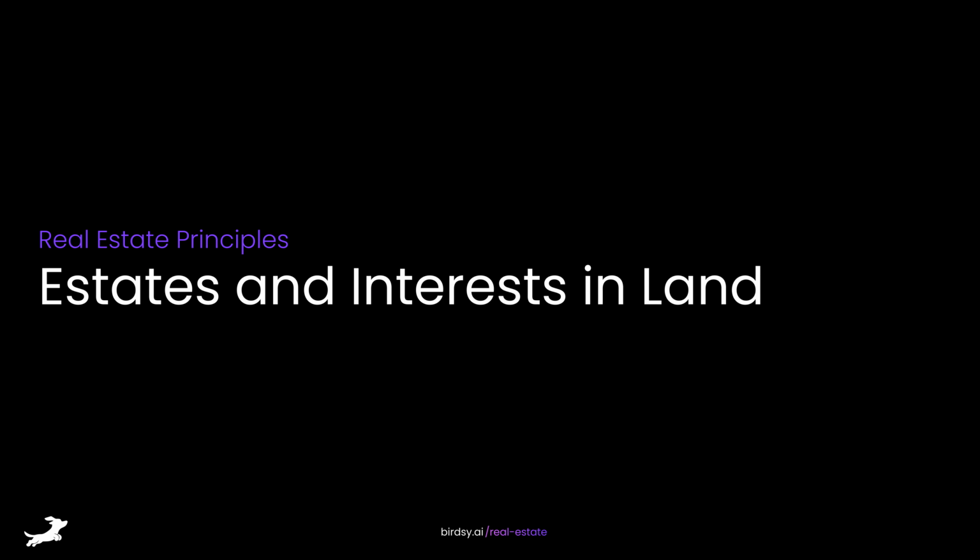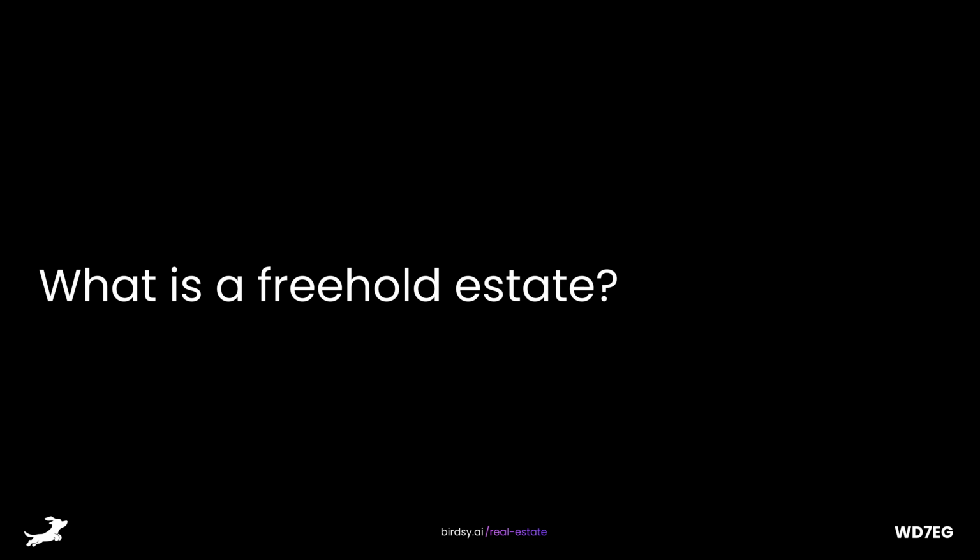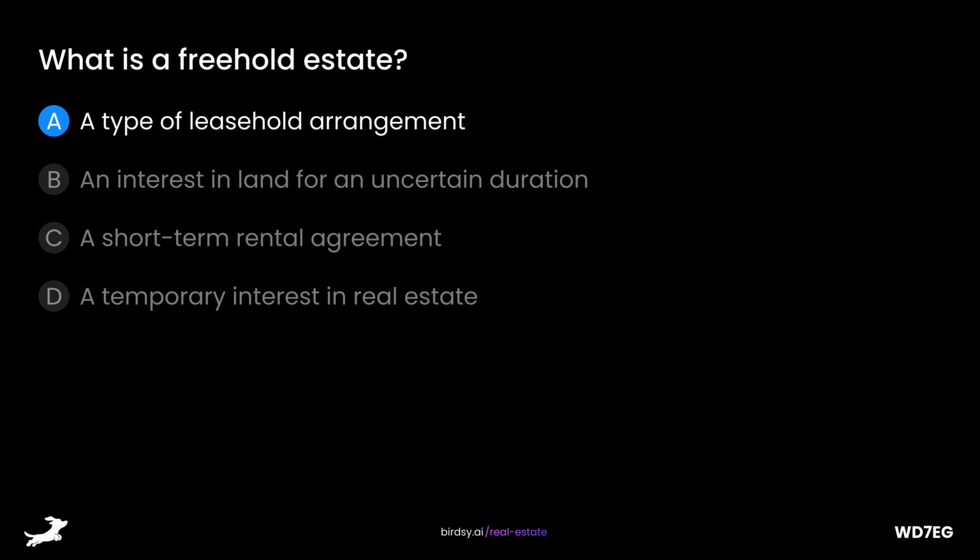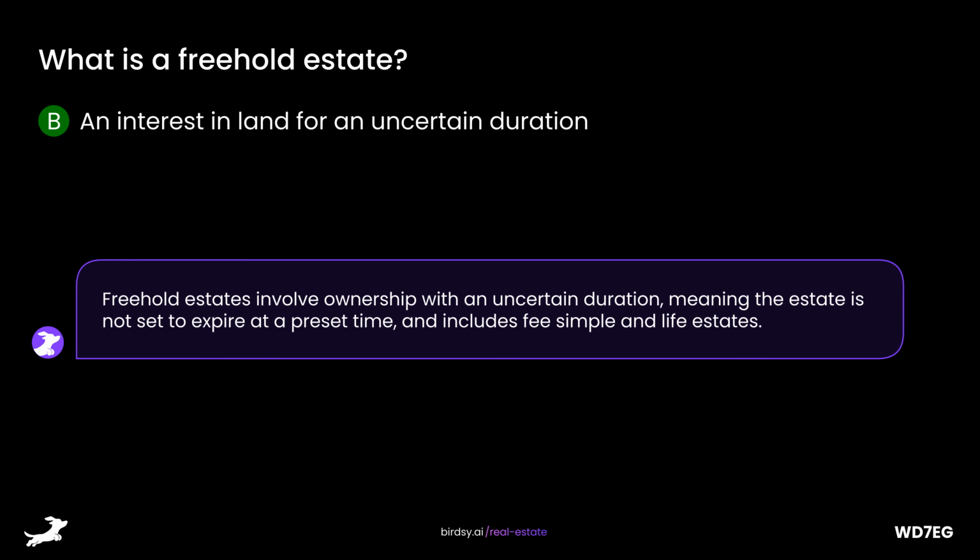Estates and interests in land. What is a freehold estate? Is it A, a type of leasehold arrangement, B, an interest in land for an uncertain duration, C, a short-term rental agreement, or D, a temporary interest in real estate? The answer is B, an interest in land for an uncertain duration. Freehold estates involve ownership with an uncertain duration, meaning the estate is not set to expire at a preset time, and includes fee simple and life estates.